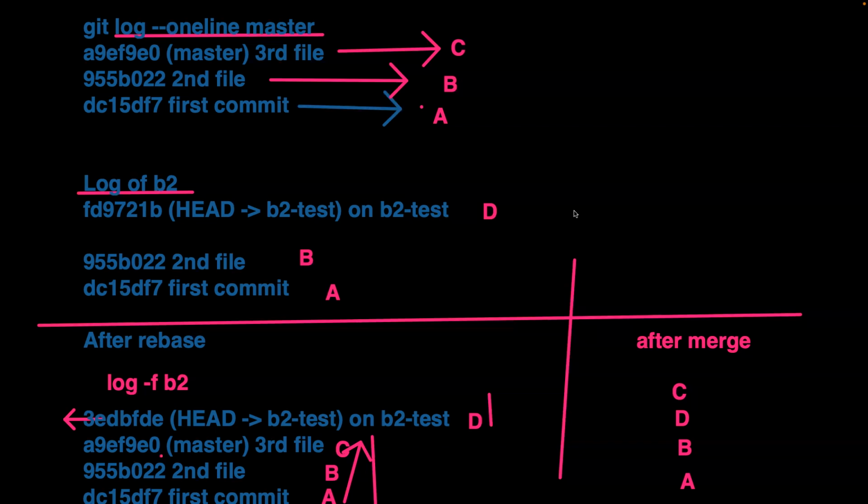Yes, now tell me. Some of you are asking about the B2 test branch, the commit ID of D is changed, right? Why is this changed? The topmost commit ID will change. Okay, the order will not change. Order will not change in the sense, first you will get all the master commits, then the child commits. That is the order you follow, even though the ID changes. Okay, got it. Thank you.